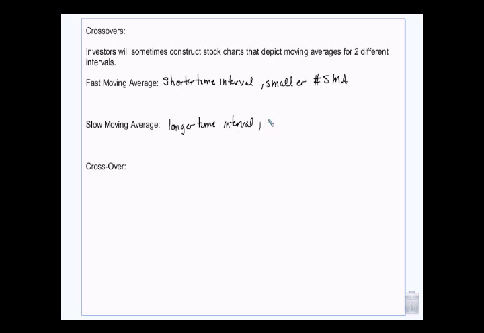And it's relative to which one you're doing. So if I do a 3 and a 5, the 3 is fast and the 5 is slow. But if I do a 5 and a 10, then the 5 becomes fast and the 10 is slow. Does that make sense? So it's between two different numbers, which one is fast and slow. And a crossover happens when, so the longer time interval, the longer number is slower.